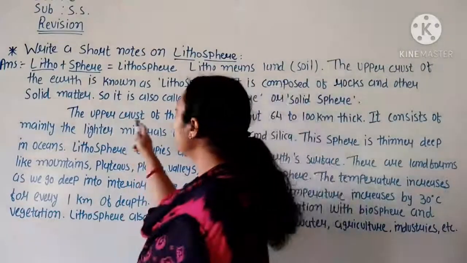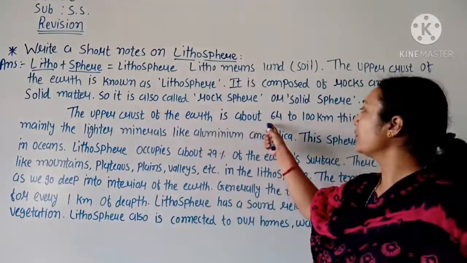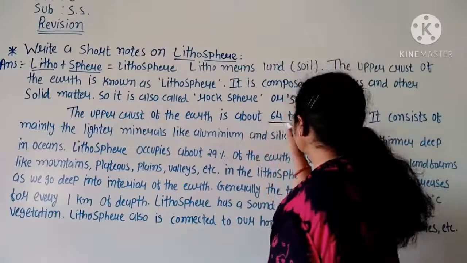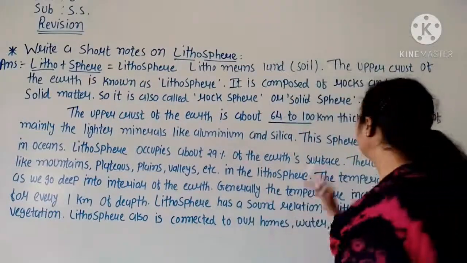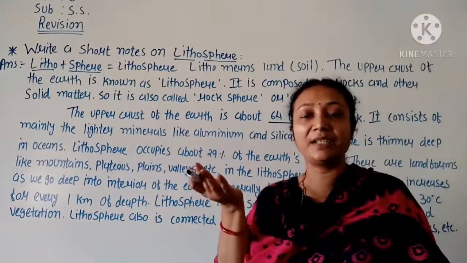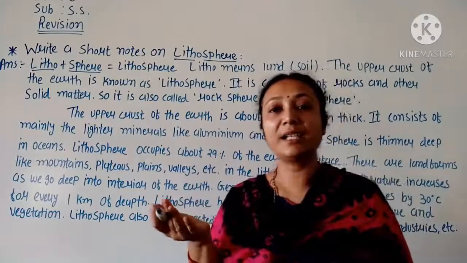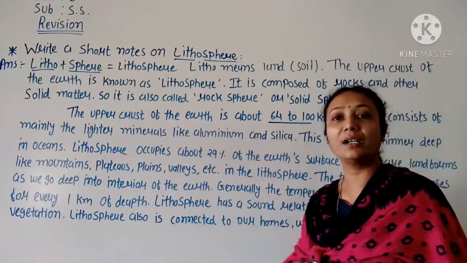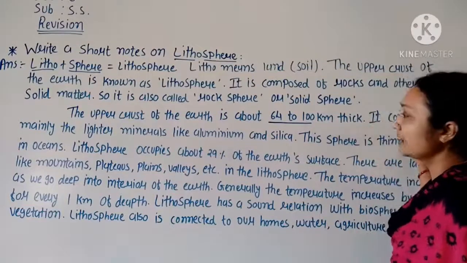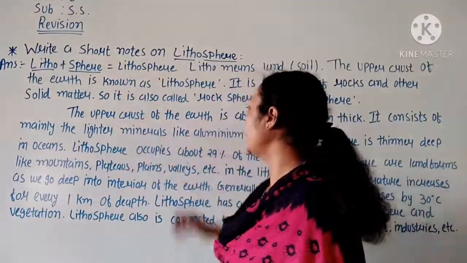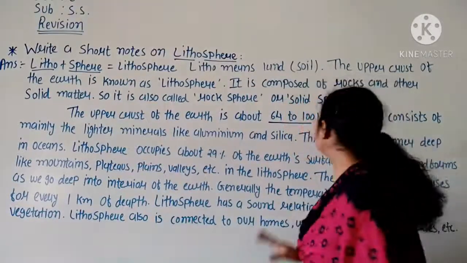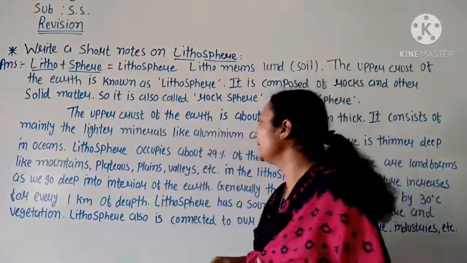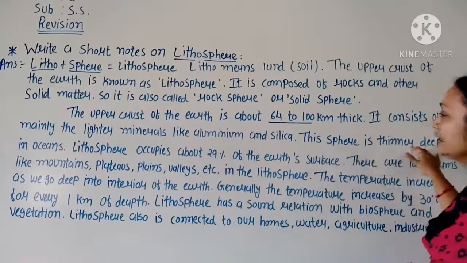Now next one is, the upper crust of the earth is about 64 to 100 kilometers. So that's why it is thick. The upper layer on which we are making homes on the earth, how thick is it? The upper crust of the earth is around 64 to 100 kilometers thick. It consists mainly of lighter minerals like aluminium and silica. So this sphere is thinner deep in the ocean.